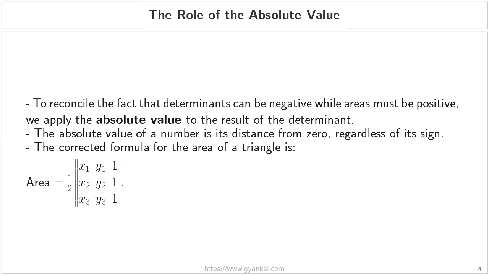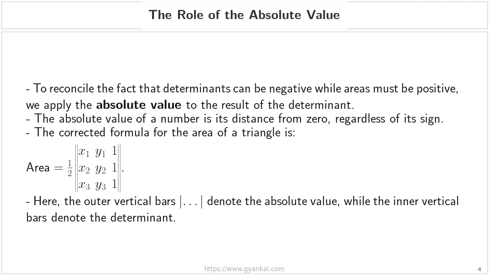So let's look at our corrected formula for the area of a triangle. It is written as area equals 1/2 of the absolute value of the determinant of a 3x3 matrix containing x sub 1, y sub 1, 1, x sub 2, y sub 2, 1, and x sub 3, y sub 3, 1. I want you to pay close attention to the notation here, as it can look a bit crowded. The outer vertical bars denote the absolute value operation, which is our final step to ensure positivity. Meanwhile, the inner vertical bars represent the determinant itself. We will see exactly how this works in practice in the next slide with a concrete numerical example.